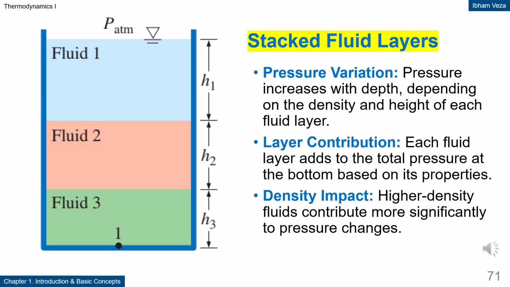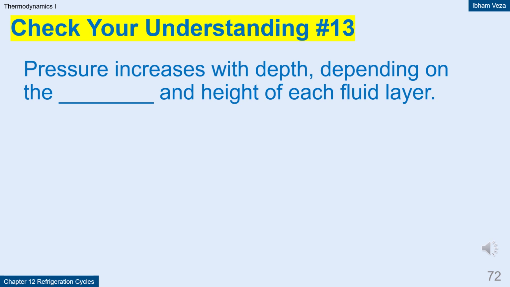Stacked fluid layers. If several fluid layers with different densities are present, the pressure at the bottom is affected by all these layers. Each layer contributes to the pressure according to its density and height. Layers with higher density contribute more to the pressure. The total pressure is the sum of the contributions from all layers. This concept is important in the analysis of layered fluid systems. Pressure increases with depth depending on the density and height of each fluid layer.